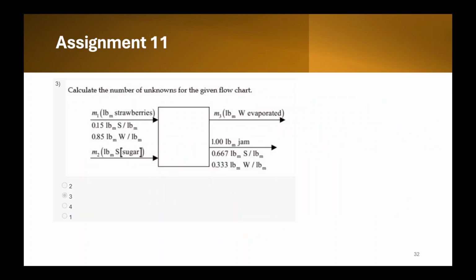Assignment 11. Calculate the number of unknowns for the given flowchart. Here you are given this problem statement and you need to find the number of unknowns. You are not given this term and this term, the rest you are given. So the number of unknowns is 3. This is evaporated, so this is pure water. This is pure sugar, so no concentration needs to be given here. So only these 3 are unknown.